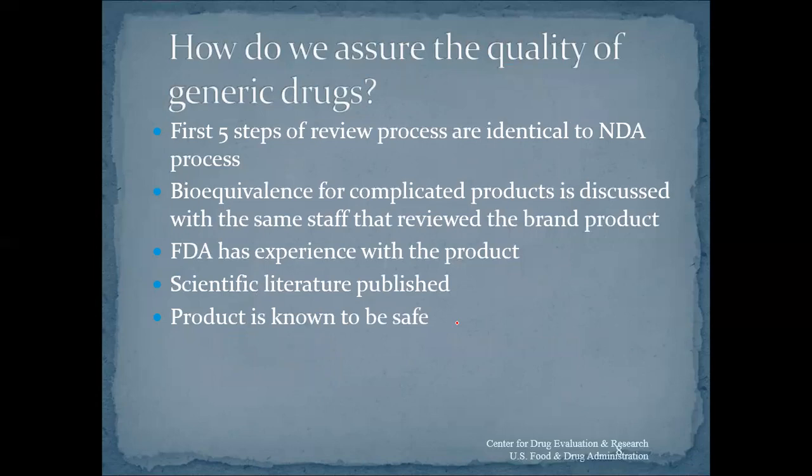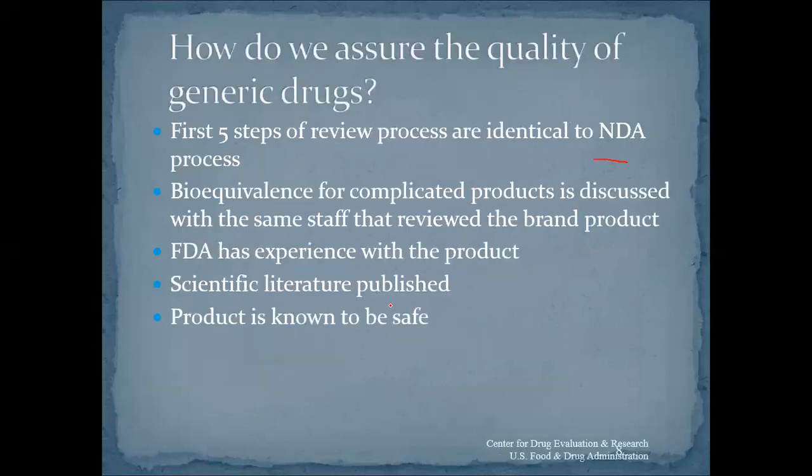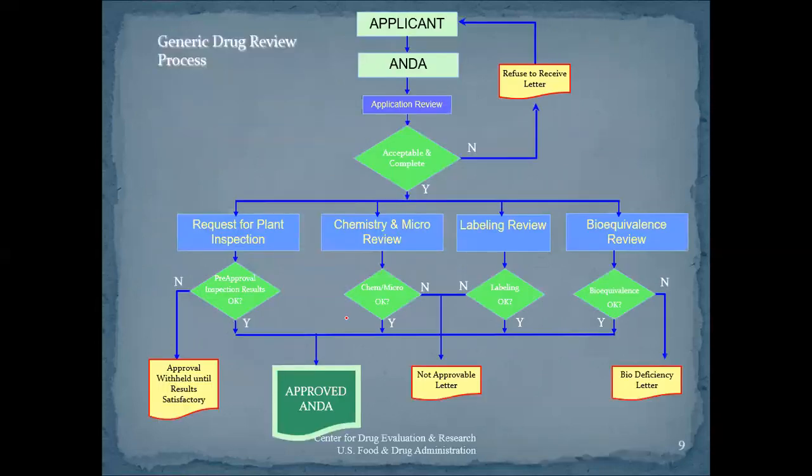Now, how do we assure the quality of a generic drug? There are 5 steps of review process that are identical to the brand. These 5 steps which we are talking about are chemistry, manufacturing, control, labeling, testing, and the 6th step is bioequivalence. So bioequivalence for complicated products is discussed with the same staff that reviewed the brand product. FDA has experience with the product. So there is scientific literature that is published and the product is known to be safe.